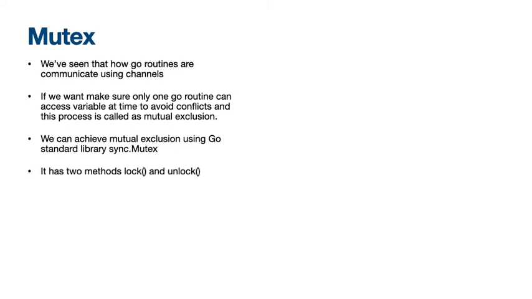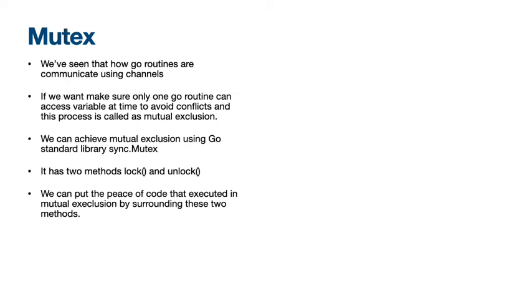Mutex is nothing but mutual exclusion, and in short we call it a mutex. We can achieve mutual exclusion using the Go standard library, that is sync.Mutex. It has two methods, Lock and Unlock. We can put the piece of code that must execute in mutual exclusion by surrounding it with these two methods.